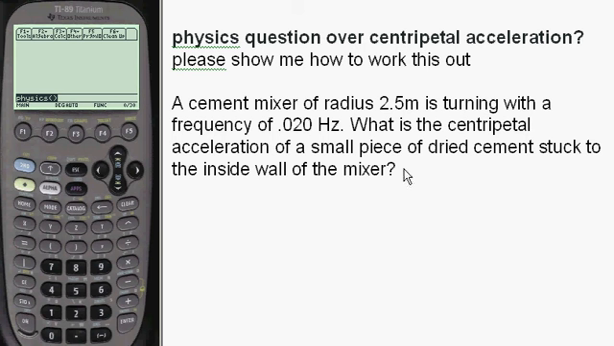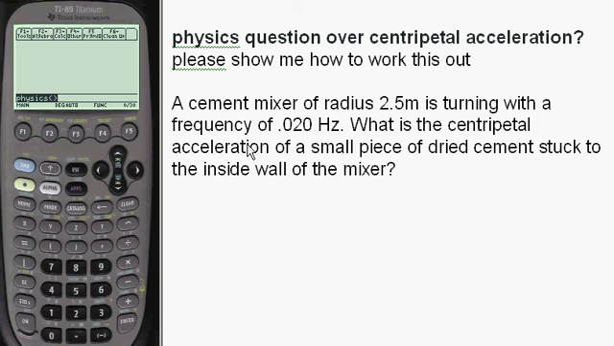So let's do it. Again, we have the radius of 2.5 meters, which we put over on the side. R equals 2.5 meters, and we have the frequency F equals 0.02 cycles, hertz. So we put that on the side, and then we look for what's asked for. And what is the centripetal acceleration?